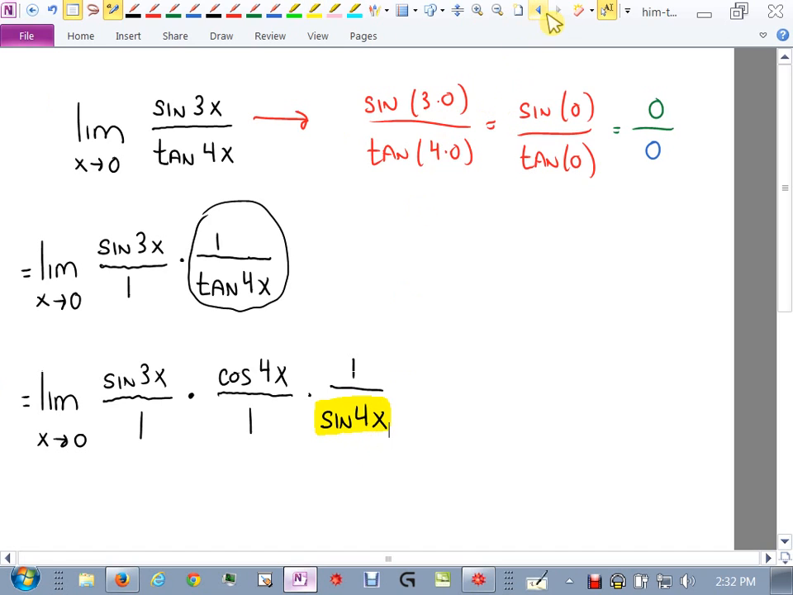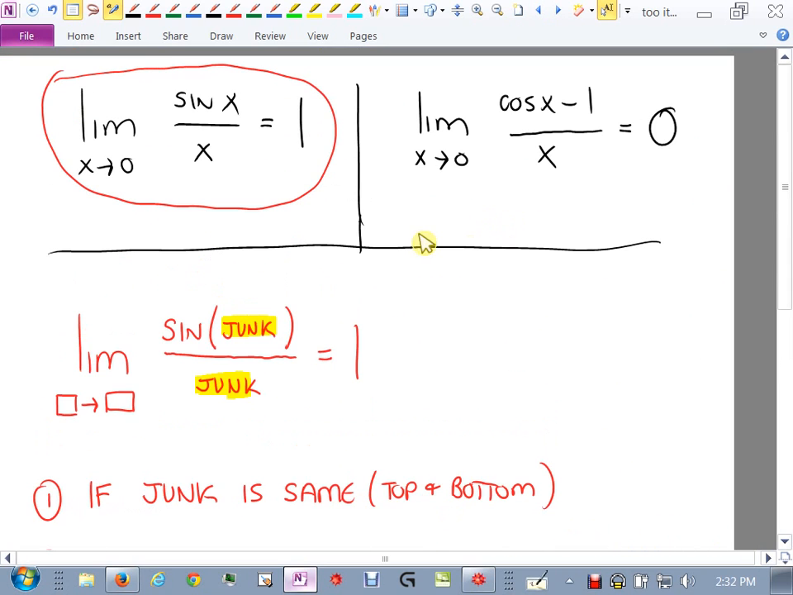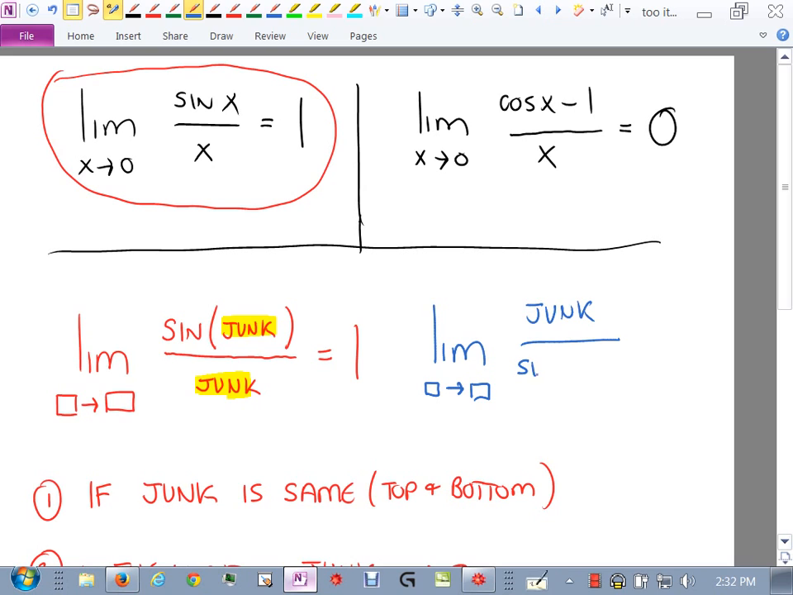Going back to what we just did, this sine junk over junk formula actually works both ways. And I would like for you to make sure you put this here. In other words, if you have the junk up here and the sine junk down here, it will also equal 1. So if you flip it over, you still get 1 no matter what.